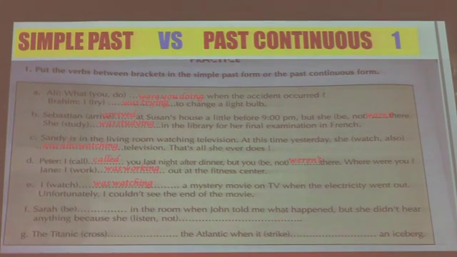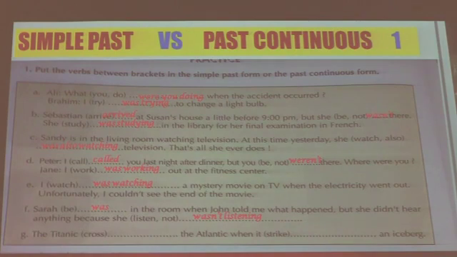Then Sarah, okay, so here to be, she's never put in the progressive form as I told you before, was in the room when John told me what happened. But she didn't hear anything because she wasn't listening, and the verb here is to listen, but in the negative form.